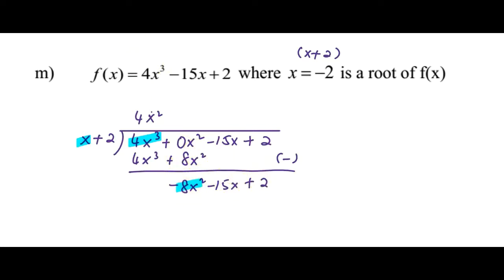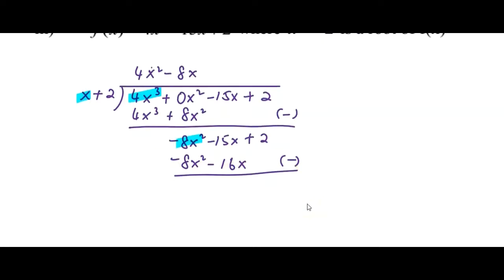Now we focus on the first term also. The leading term divided by x, I have my negative 8x. So negative 8x multiplied by x, I got negative 8x squared. Negative 8x multiplied by 2, you get negative 16x. Minus again. Then negative 15x minus negative 16x will become positive x, so it will become x plus 2. Bring down the 2. Okay, so divide. When x divided by x, you get 1. You get x plus 2, minus x plus 2.